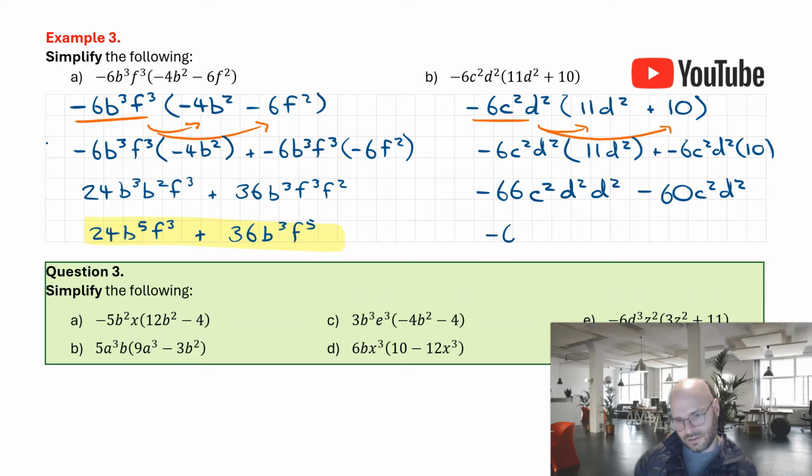Simplifying this out, the two d squareds will become d to the power of 4 minus 10 c squared d squared. Hence we find our simplified version to be negative 66 c squared d to the power of 4 minus 10 c squared d squared.